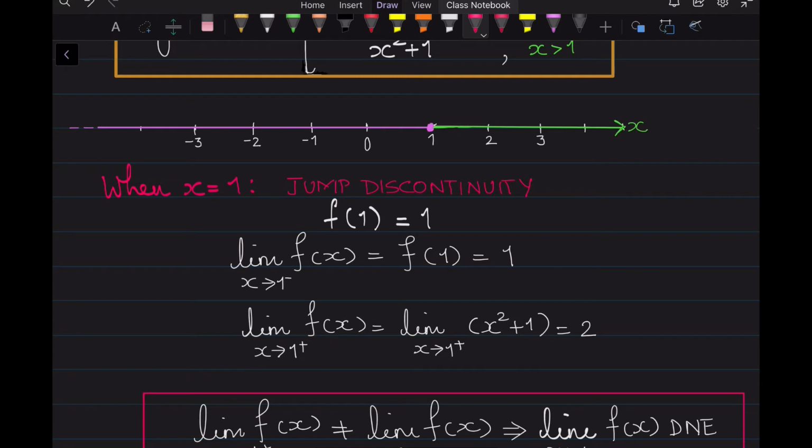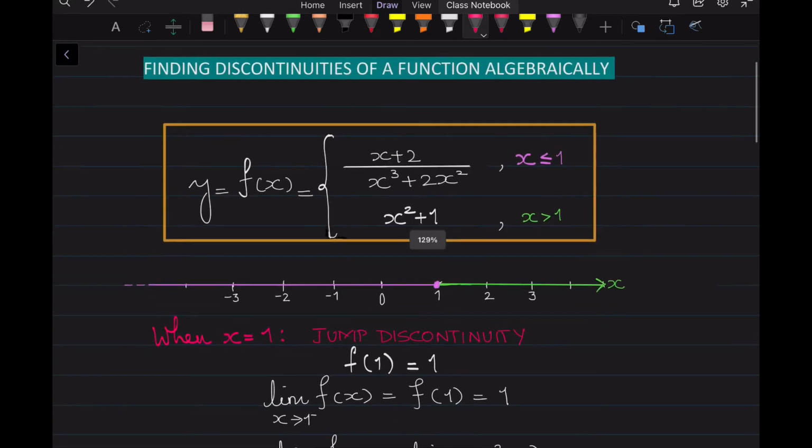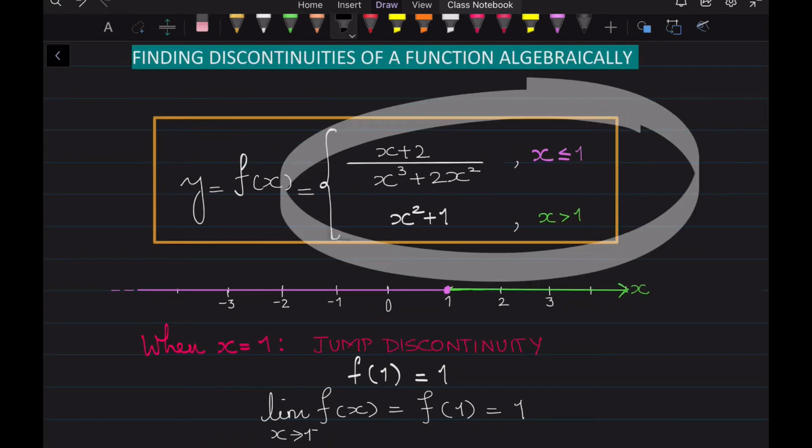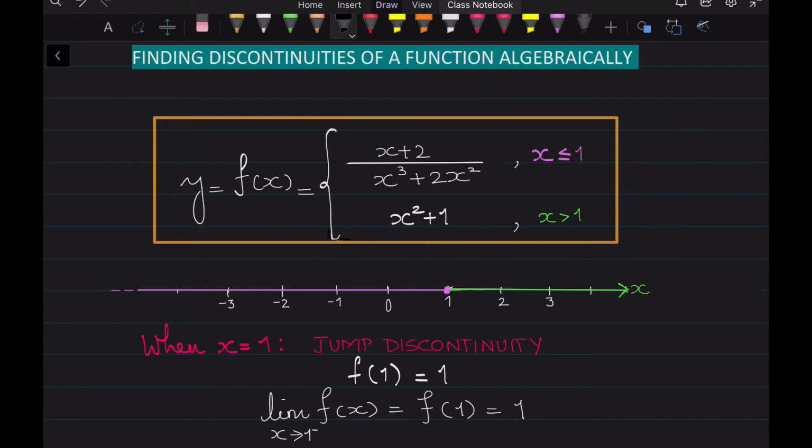Now, by looking at this expression, can we tell if there are more points where this function is discontinuous? So of course, yes. As we see that this part of this function is a rational expression, so it is not defined when the denominator is 0. We already discussed it when we were discussing this scenario. So let's quickly find out the points where this denominator is 0.